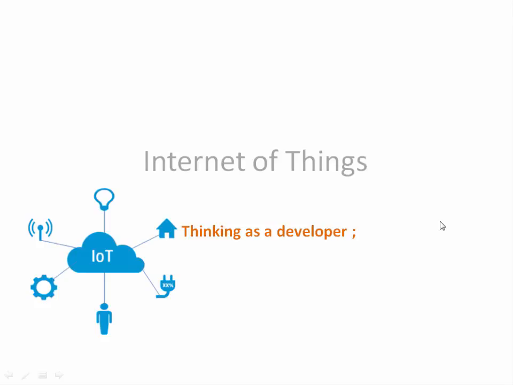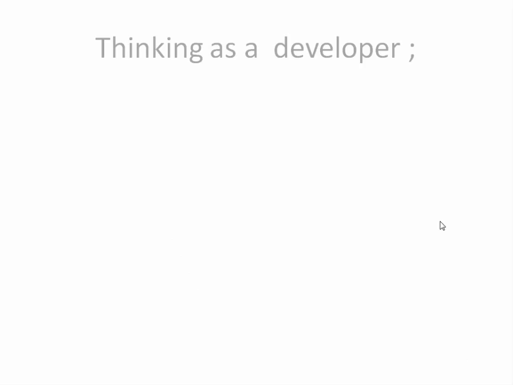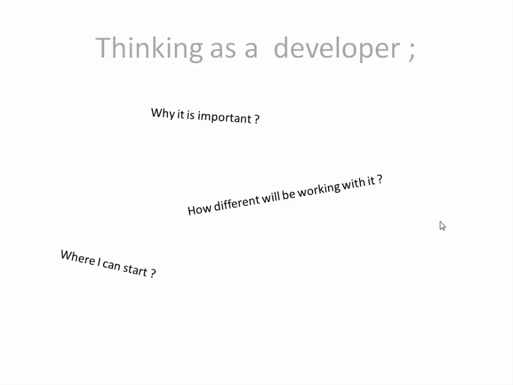Hello and welcome back. Now we are going to see what are the questions which come to mind if you think as a developer. Most of us who are taking this course are developers. Developers are very rational and logical people. Before committing to an idea, they need to see some proofs. So some of the very basic questions they will ask: why is it important to them, and if it is really important and you should learn it, then how different will working with it be? If they are going to work with it, then how can they learn this technology?